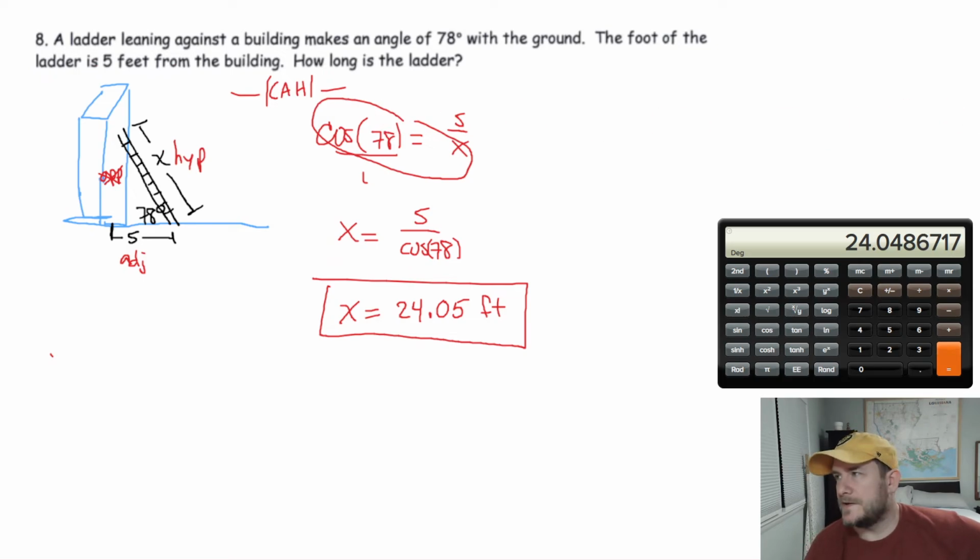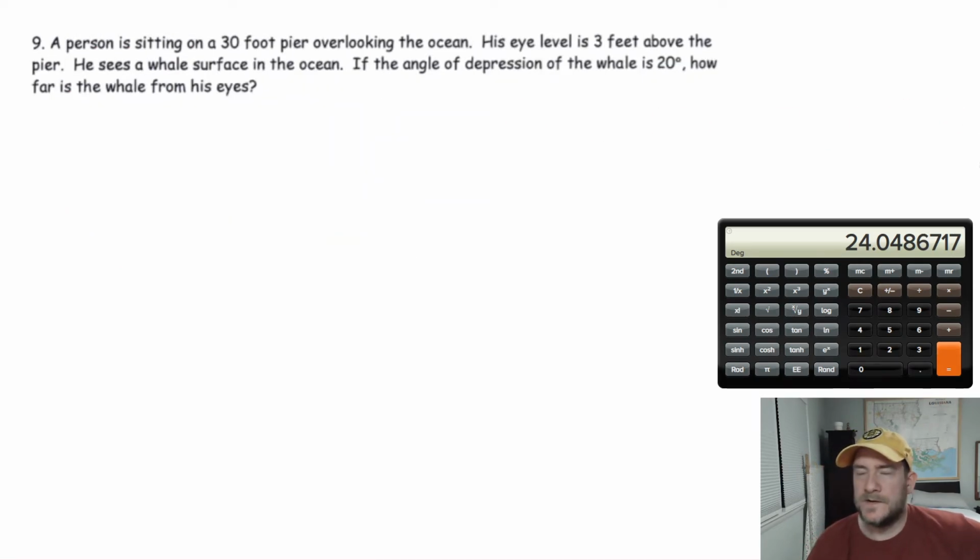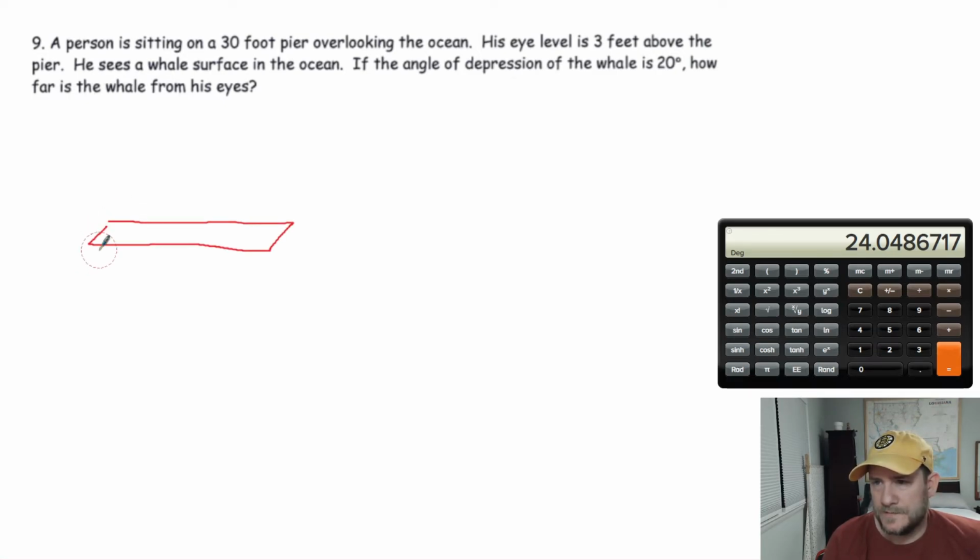Okay, that's 8. 9. A person is sitting on a 30-foot pier overlooking the ocean. Here's my pier. Put some legs on it. Put one in the middle. Keep everybody safe.